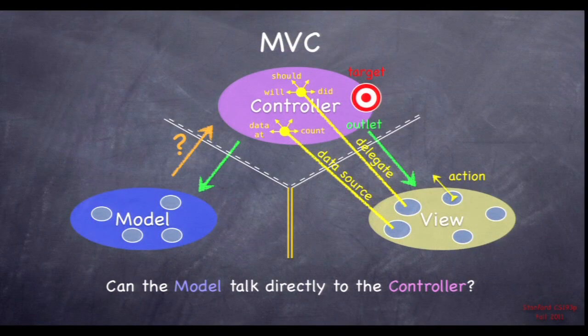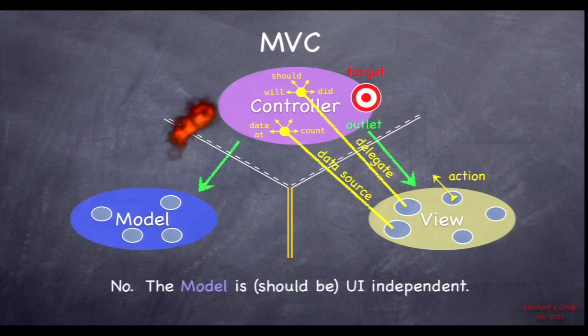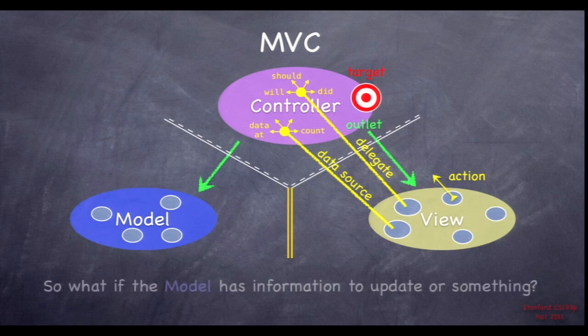Can the model talk to the controller? Now, this one should be obvious. Absolutely not. The model is user interface independent. It knows nothing about its view or its control, its user interface rather, and so it couldn't possibly talk to the controller. Because the controller, its job is user interface. That's what it does. It uses the views to present the model on screen. So, but what about the times that something changes in the model, and you want to update the controller?